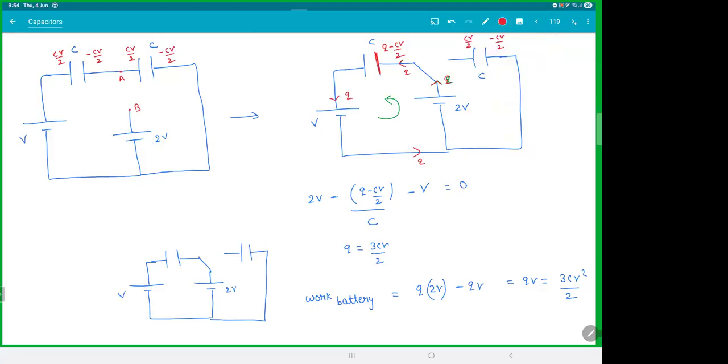These are the final charges. So Q minus CV by 2. So this guy will become CV. This will become minus CV. This will remain CV by 2. And this will be minus CV by 2. These are the final charges, everyone. Have a look at this.